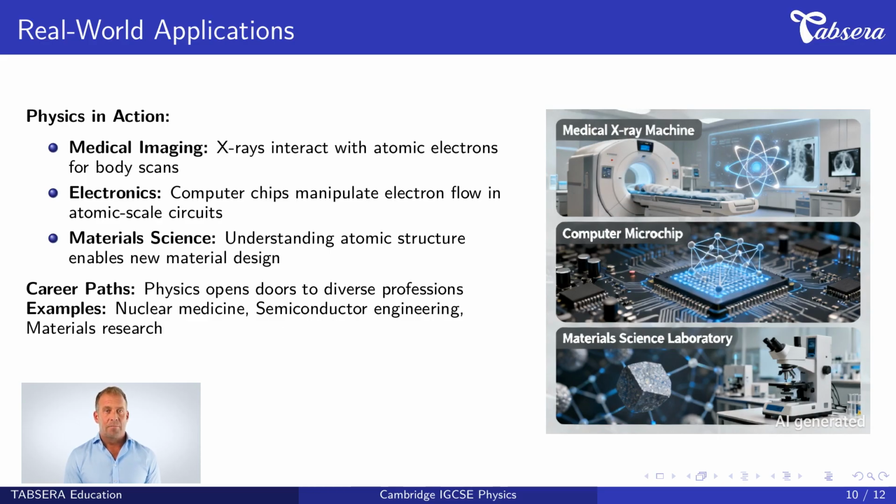In electronics, computer chips manipulate electron flow in atomic scale circuits. Modern processors contain transistors just nanometers wide, where individual atoms matter for device performance. Engineers must understand atomic structure to design these microscopic components. In materials science, understanding atomic structure enables new material design. Scientists arrange atoms in specific patterns to create materials with desired properties like strength, conductivity, or flexibility.